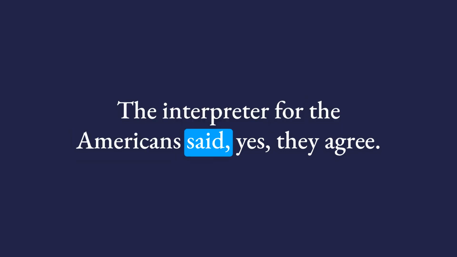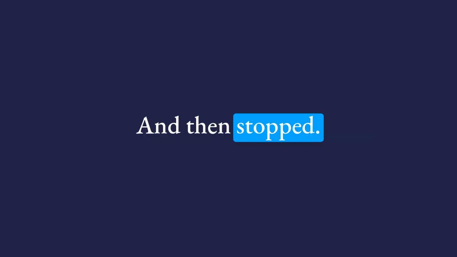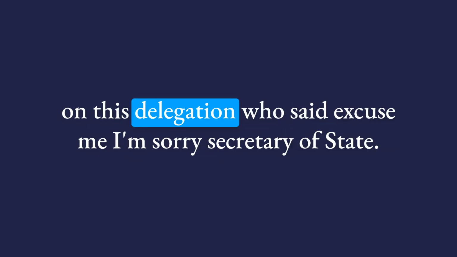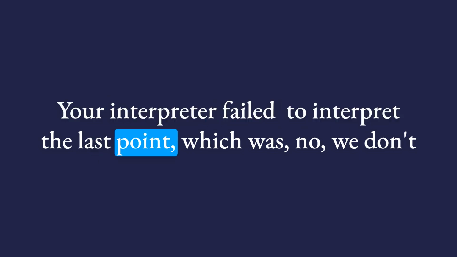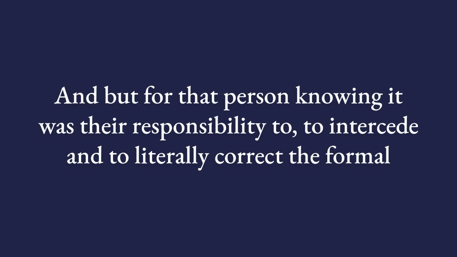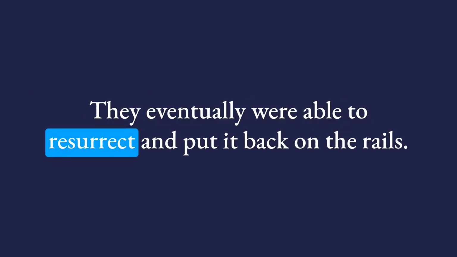The interpreter for the Americans said, yes, they agree. 1, 2, 3, and 4 are all great, and then stopped. And everyone started to get all positive and all excited. And it was the person playing the role of the interpreter on this delegation who said, "Excuse me, I'm sorry, Secretary of State, your interpreter failed to interpret the last point, which was no, we don't agree on number 5, and therefore, no, we cannot sign this agreement." But for that person knowing it was their responsibility to intercede and to literally correct the formal interpreter, it would have gone completely off the rails and crashed in the valley. They eventually were able to resurrect it and put it back on the rails.